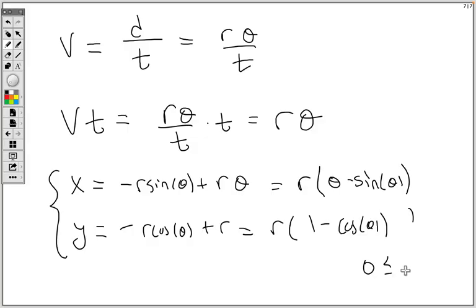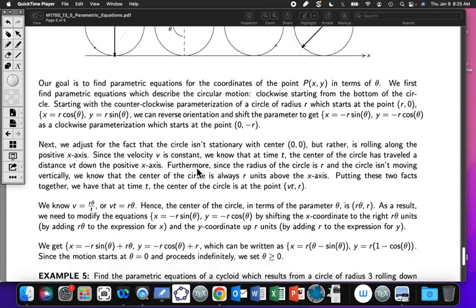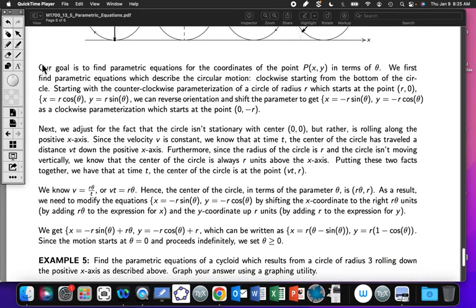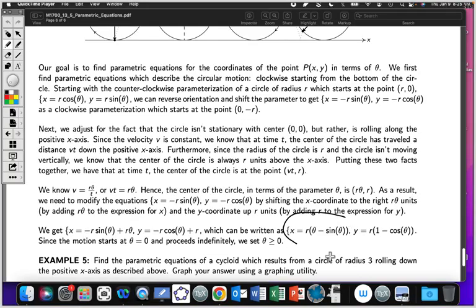And this is for theta bigger than or equal to 0. Okay, because we can go from 0 to 2 pi, but actually theta is just going to start at 0. And so these are the classical equations for the cycloid, which we get down to here. Okay.